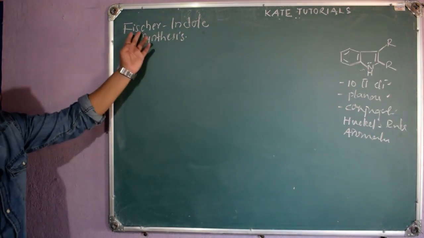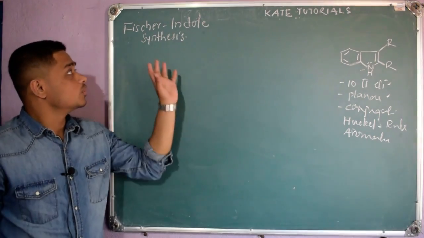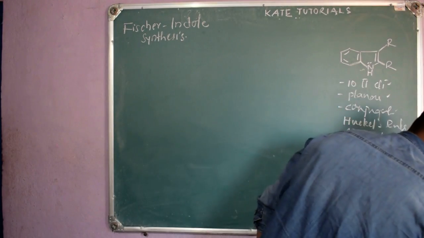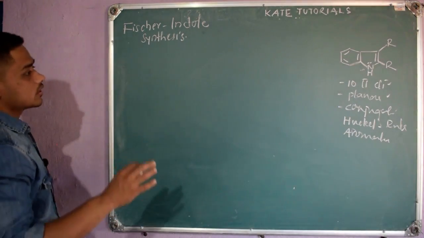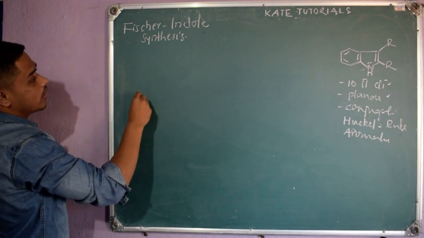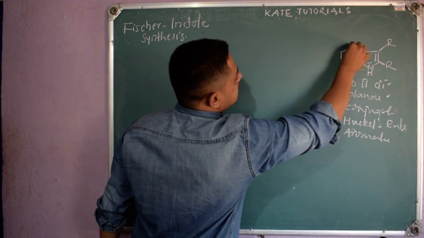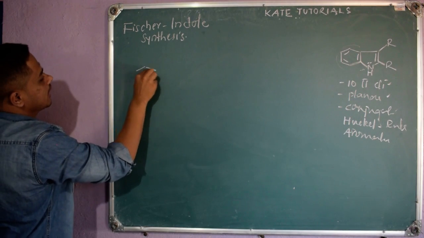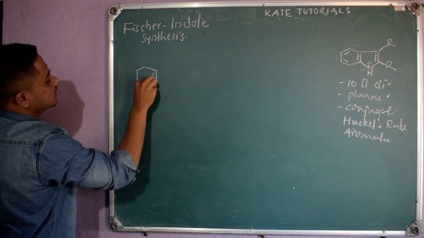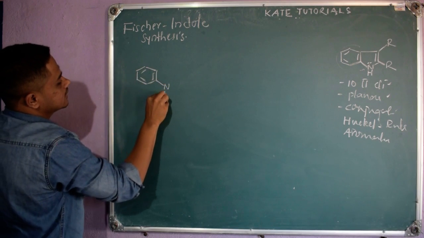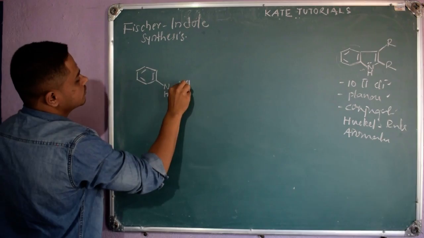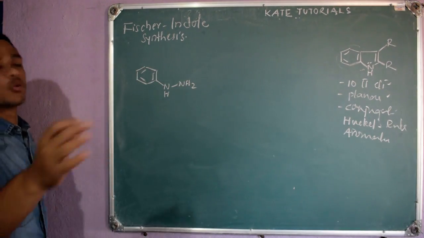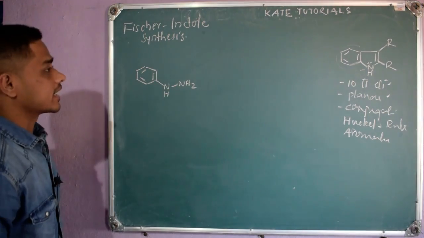Fischer is a scientist who synthesized this indole with some reaction, right? So let me write that: Fischer indole synthesis. Here, you see, there is a benzene ring and one nitrogen I need. So I will take the starting material like this, NH and NH2. Later I will remove this NH2. How it will be removed, we shall see in the reaction, right?